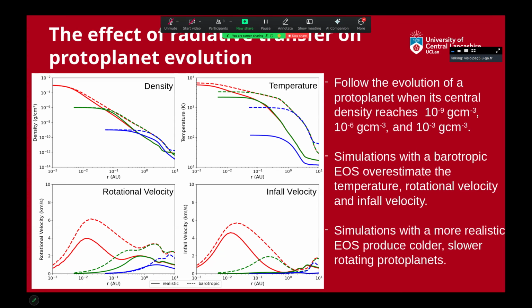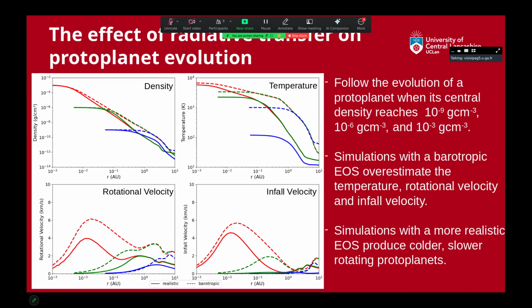But I also want to highlight that early on in the evolution, this blue line here, we have a difference in the temperature of an order of magnitude, which could have very significant implications not only for the evolution of the protoplanet, but also for the chemistry. We also see higher rotational velocities, which indicate that the planet is rotating faster. So we find that simulations with the more realistic equation of state produce colder, slower rotating protoplanets.